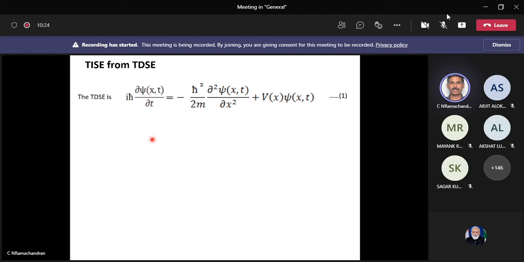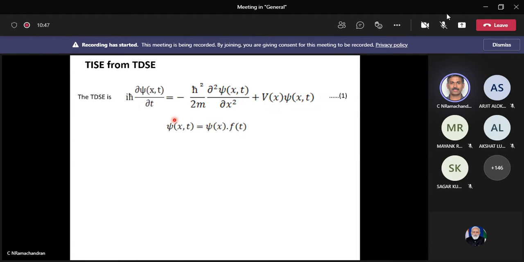Our idea is the time dependent Schrodinger equation. So the time dependent Schrodinger equation is i h cross d by dt of psi of x. This I already showed you in the beginning when I introduced this Schrodinger equation. So this is the case. Okay, let it be there. Now what we will do is we are trying to get the time independent equation from this one.